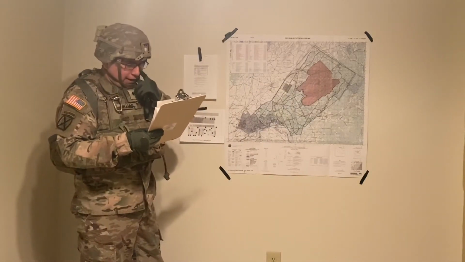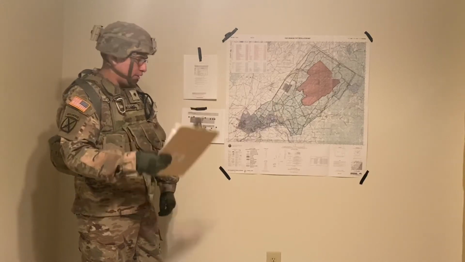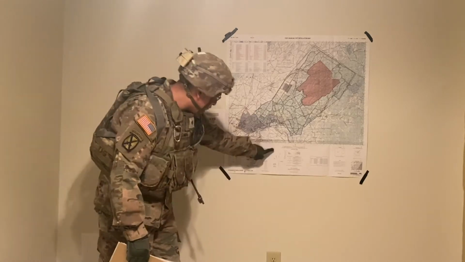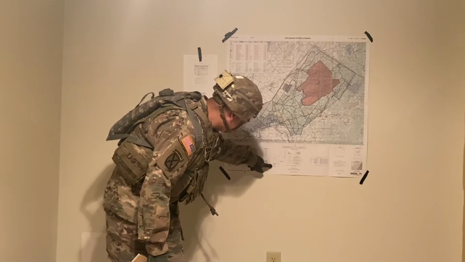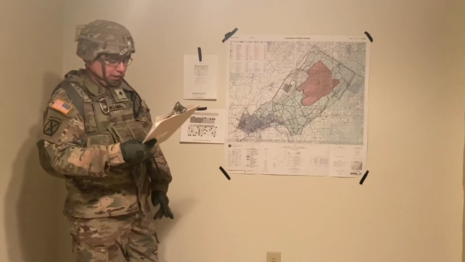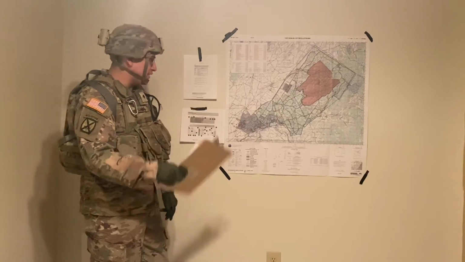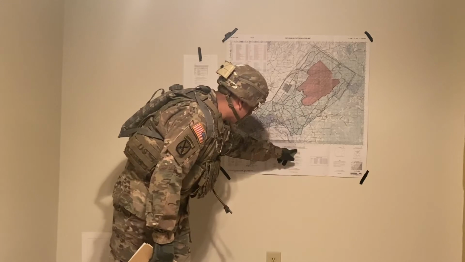For number 10, identify the declination diagram. Number 10, right here. It's labeled and everything. It shows you and explains to you what it does and what it's used for. For number 11, identify the bar scales. For number 11, it's right next to the scale.